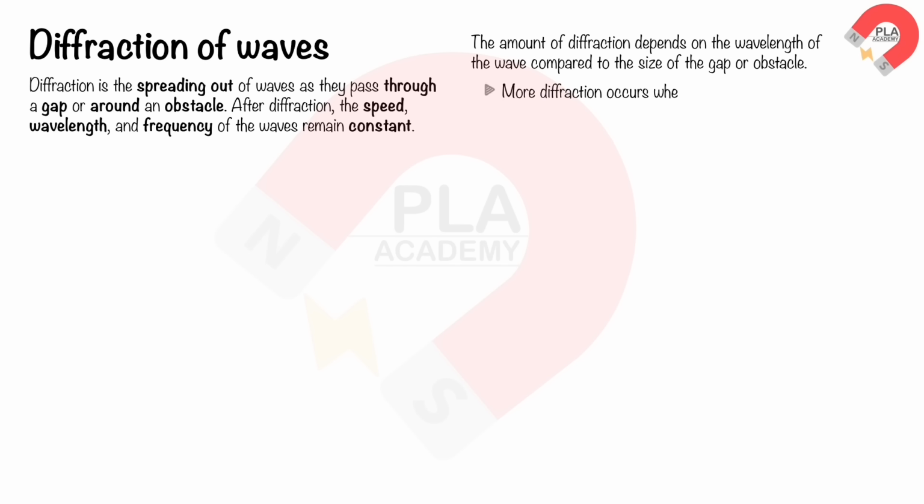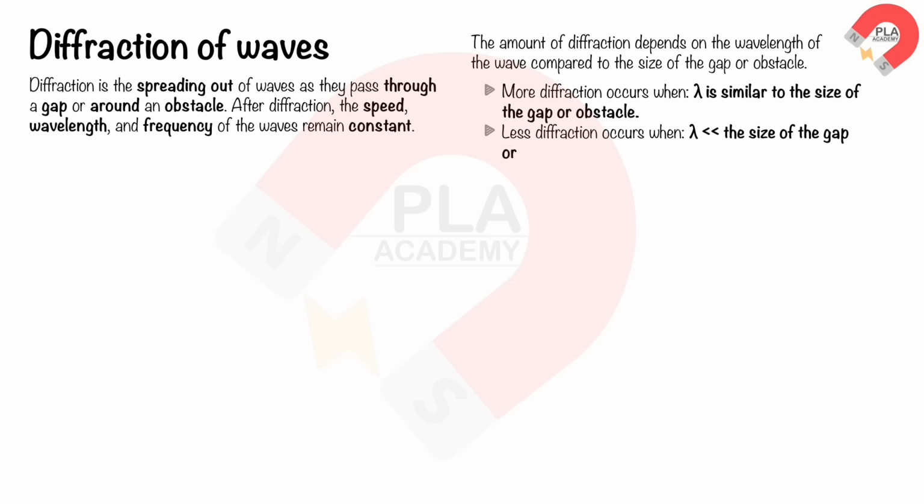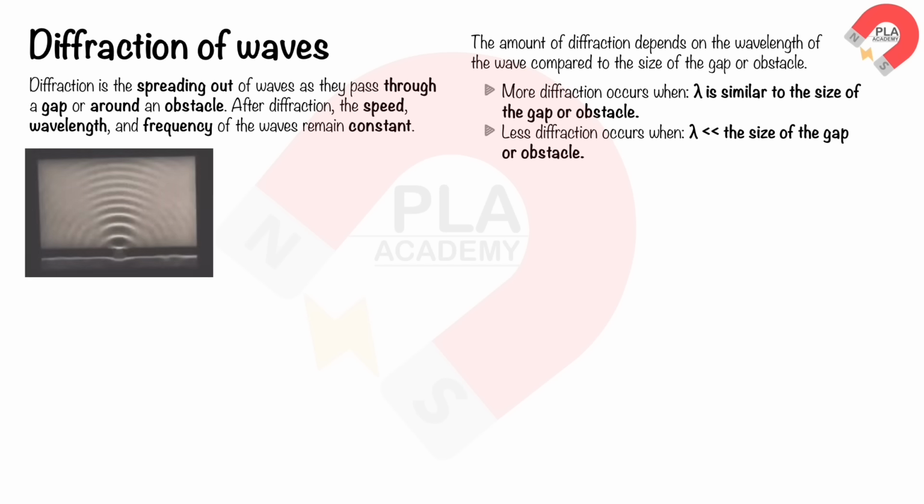More diffraction occurs when the wavelength is similar to the size of the gap or obstacle. Less diffraction occurs when the wavelength is much smaller than the size of the gap or obstacle.